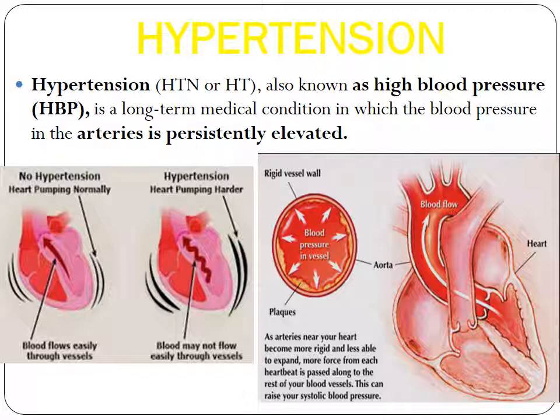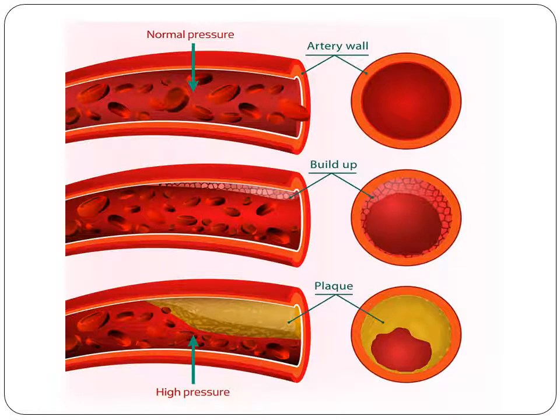Blood may not flow easily through the blood vessels. This picture shows how much pressure it actually puts on the arterial walls. It could be due to various reasons. Here you're seeing the yellowish deposits on the walls, which are nothing but plaques, or atherosclerosis, and the arteries near the heart become more rigid and less able to expand. More force from each heartbeat is passed along to the rest of the blood vessels, and this can raise your systolic blood pressure. That is what causes this particular condition.